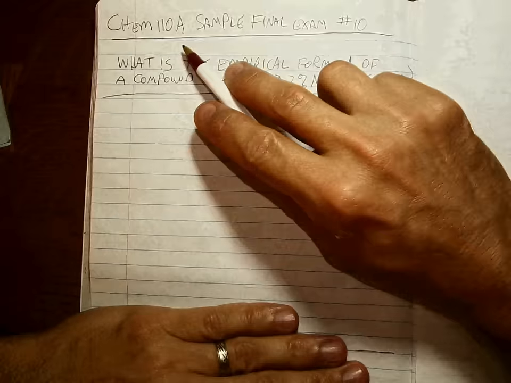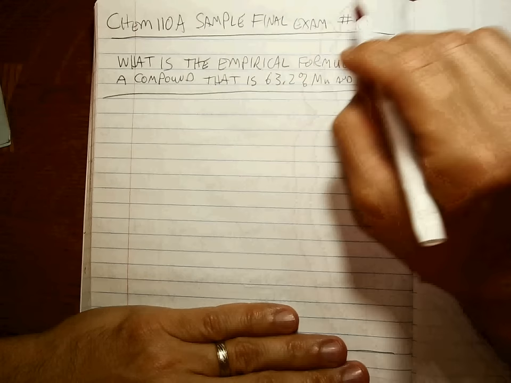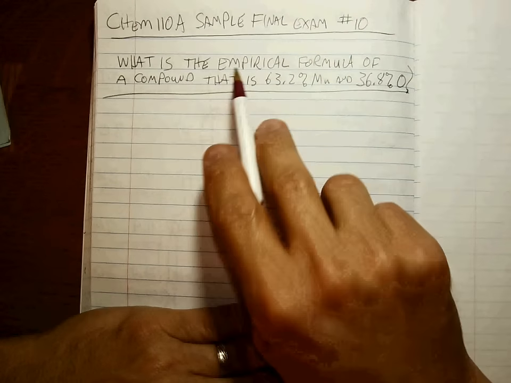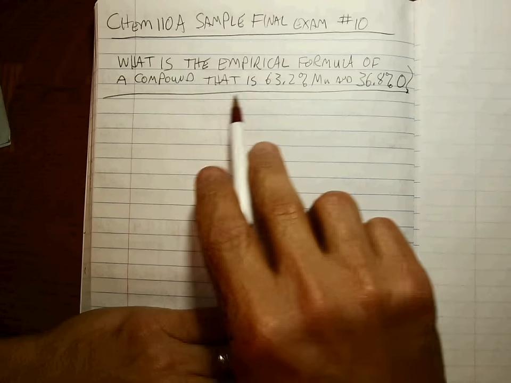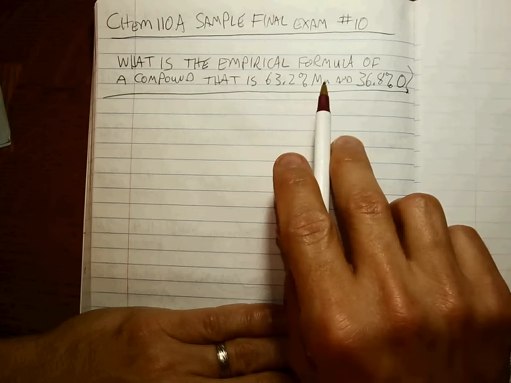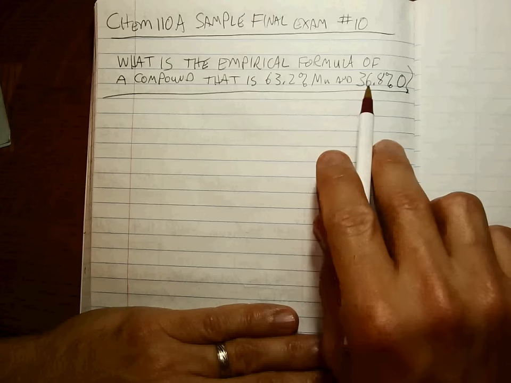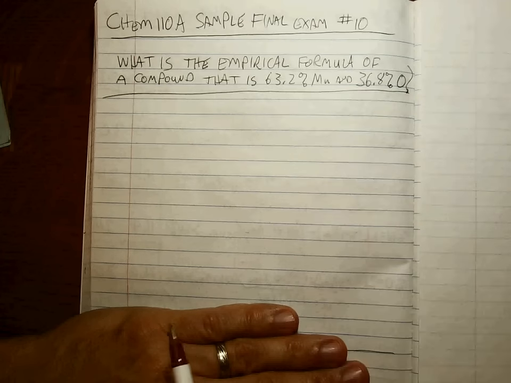Okay, Chem 110A sample final exam, problem number 10. What is the empirical formula of a compound that's 63.2% Mn, manganese, and 36.8% O, oxygen?